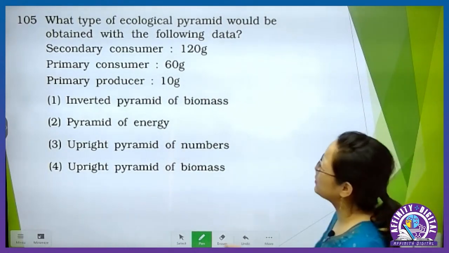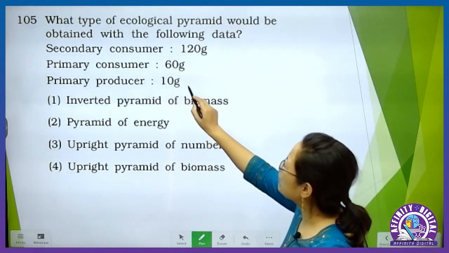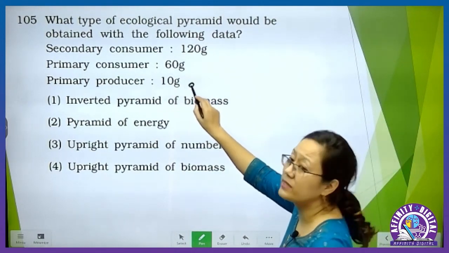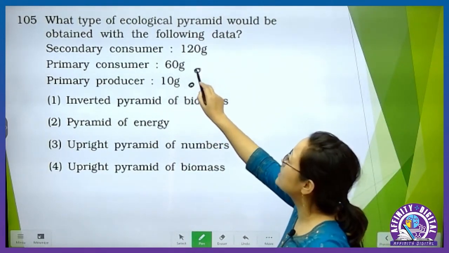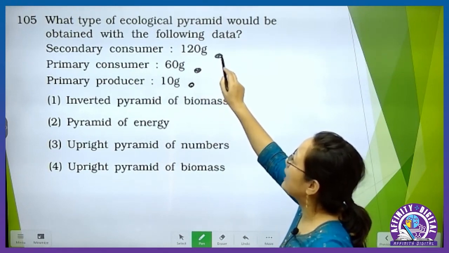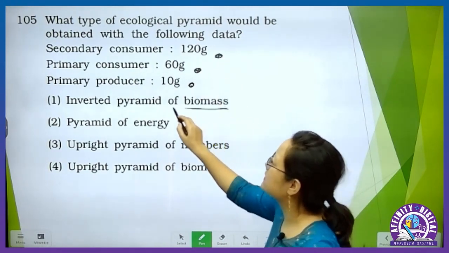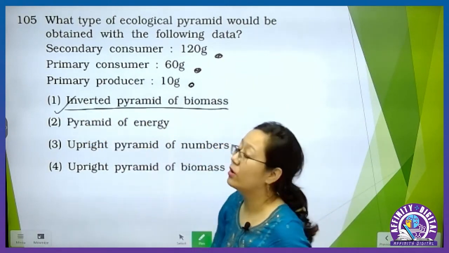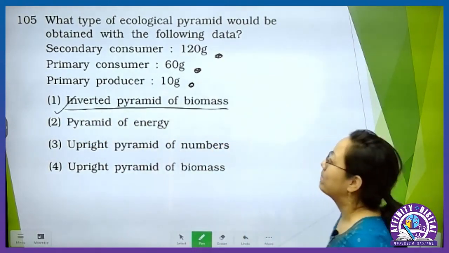What type of ecological pyramid would be obtained with the following data? Here this is very simple. The primary producer itself is given only 10 gram and consumer is 60 gram and the secondary consumer is 120 gram. That means obviously this has to be an inverted pyramid of biomass.